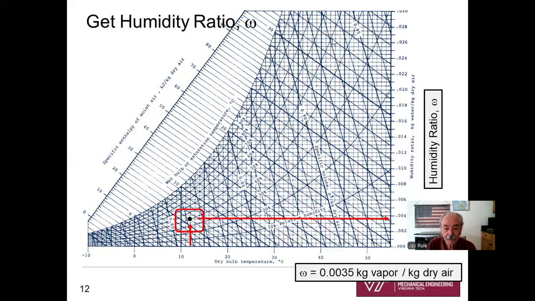Next thing we do is get the humidity ratio, and we need to just write that down on a piece of paper or our solution. So there's our point we just found. We're going to go across horizontally to our humidity ratio axis, and it's pretty easy. We just write down omega as 0.0035 kilograms of vapor per kilogram of dry air. It's important to write the units down in addition to the numerical value. I'm just going to write that down. I know I'm going to need that.